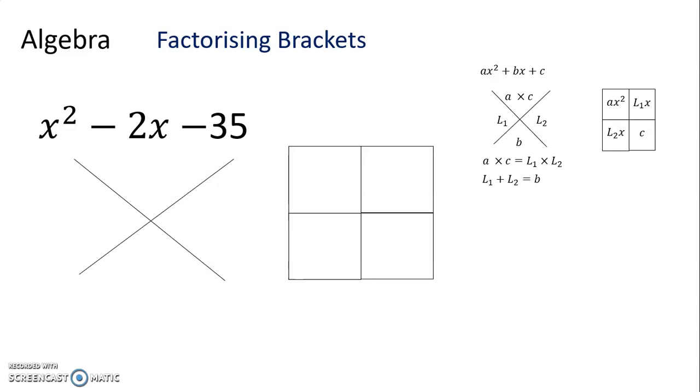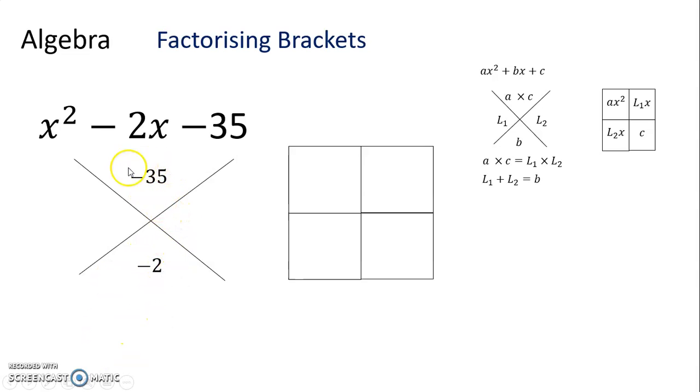Okay, next example. Again, a little bit different because I've got two negatives here. But first of all, I've got A is 1, C is negative 35. So 1 times negative 35 is negative 35. And then B here is negative 2. So I'm looking for two numbers that multiply to make negative 35 and add to make negative 2.